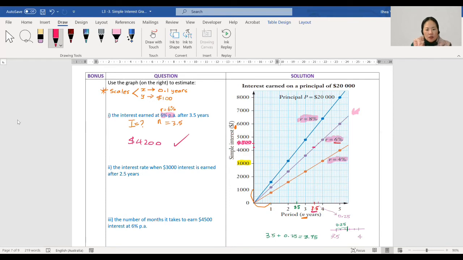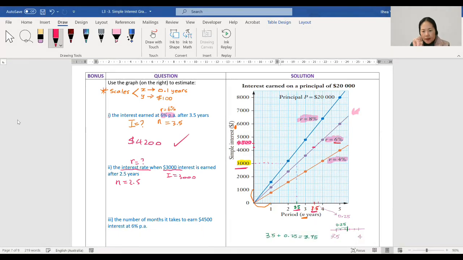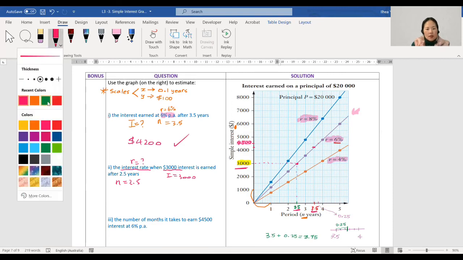Next one, the interest rate. So we need to know the interest rates are when I is 3,000, earned after 2.5 years. So 2.5 years, already put that in there. And we don't know what percentage we're looking at. So I'm just going right up to 3,000 here. So we're going to have to meet somewhere. Aha. And then we will meet at exactly at 6%. Okay. So the answer for this one is 6%.